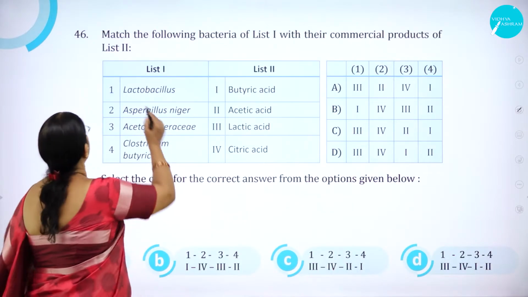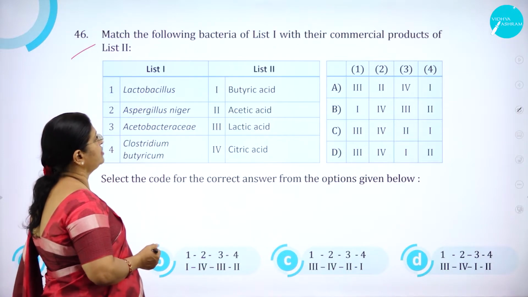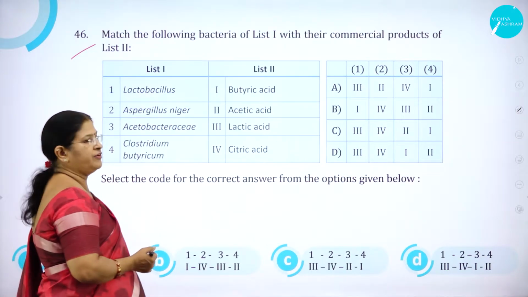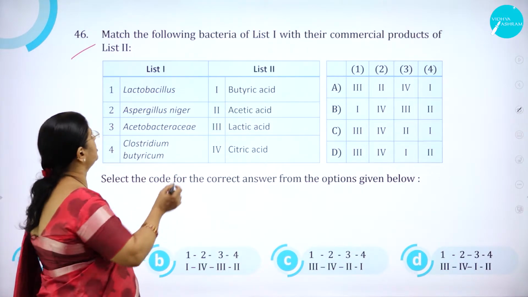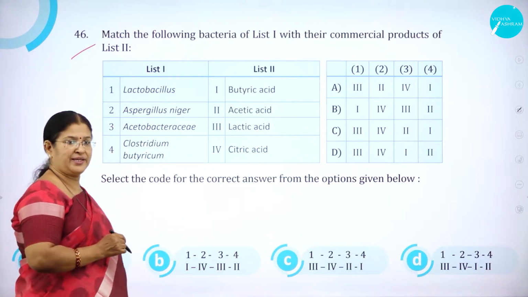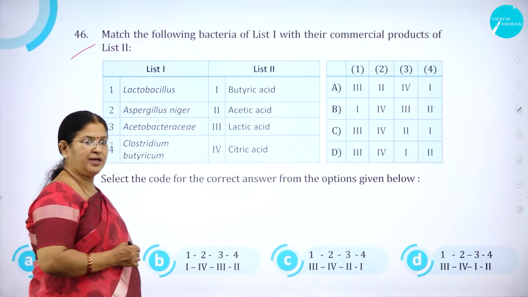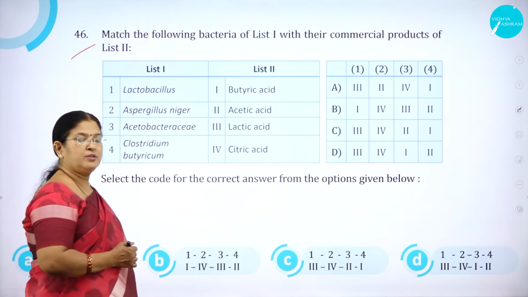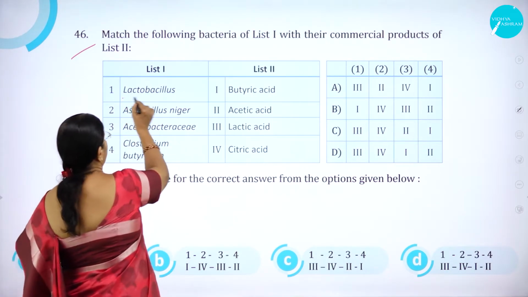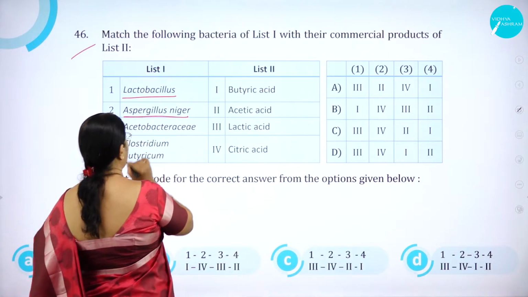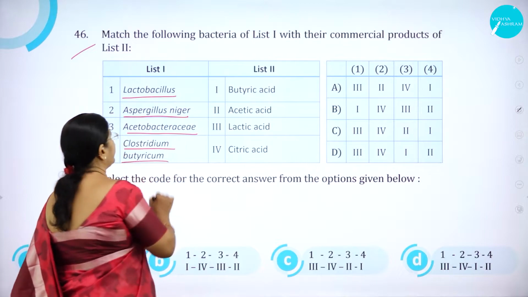Moving on to the 46th question. Match the following bacteria of list 1 with their commercial products of list 2. So column list 1 and list 2. List 1 is the name of the bacteria and list 2 is the products of that particular bacteria. Moving on to the first one, Lactobacillus. Second one, Aspergillus niger, Acetobacteriaceae, Clostridium butyricum.